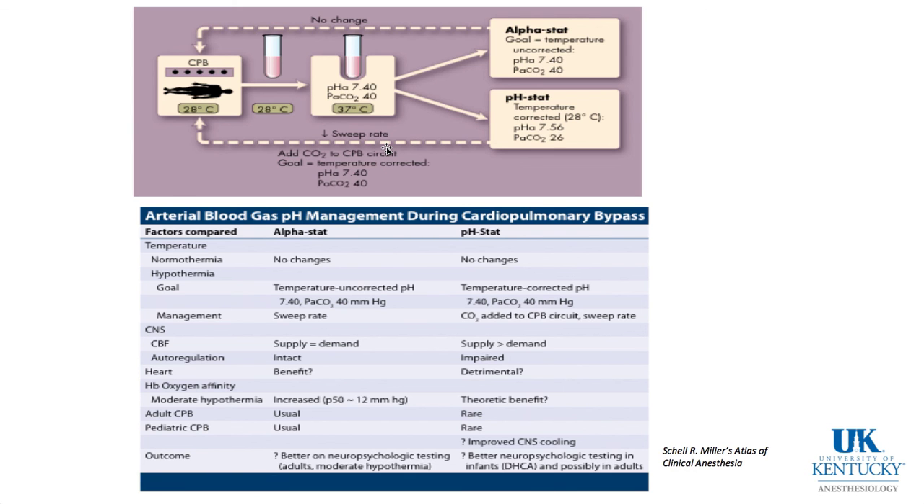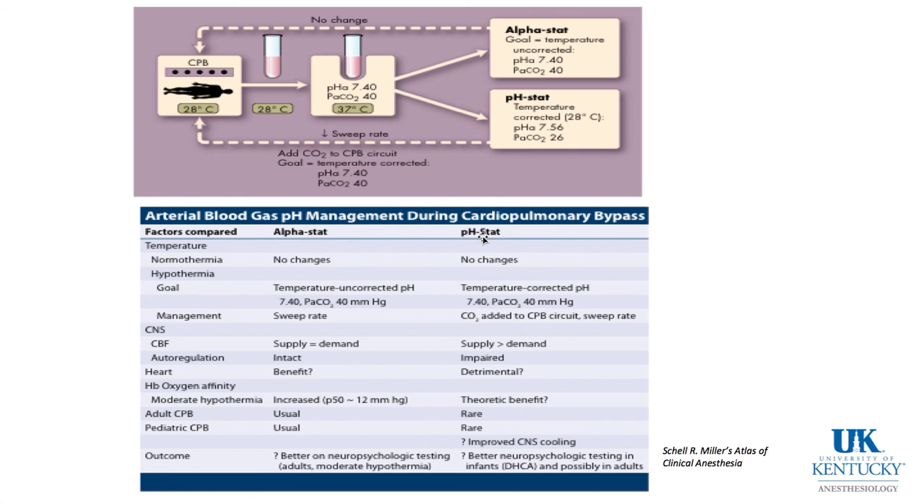And this is getting more complicated than I want to get at this point, and so I want you to understand that alpha stat and pH stat are two different ways to manage blood gases in a hypothermic patient. Okay, in the pH stat we want to get the temperature corrected back to a normal, quote, state. So you have to add CO2 to some of those patients.